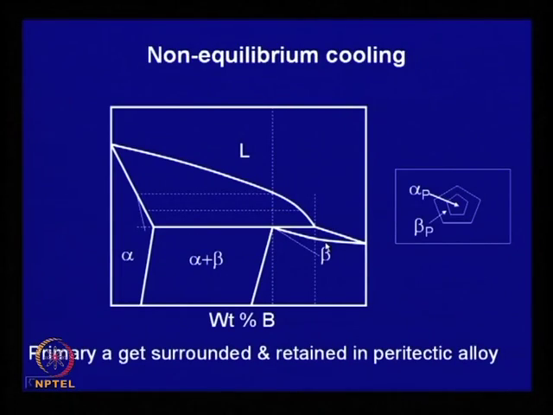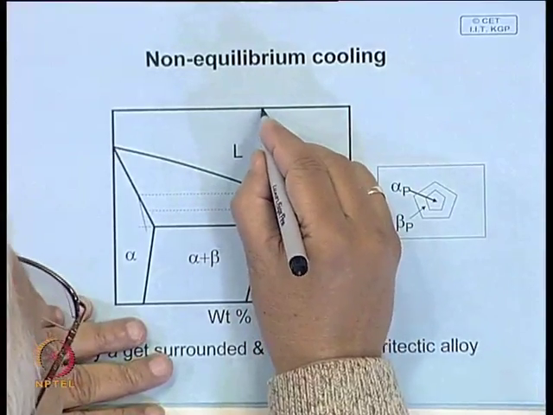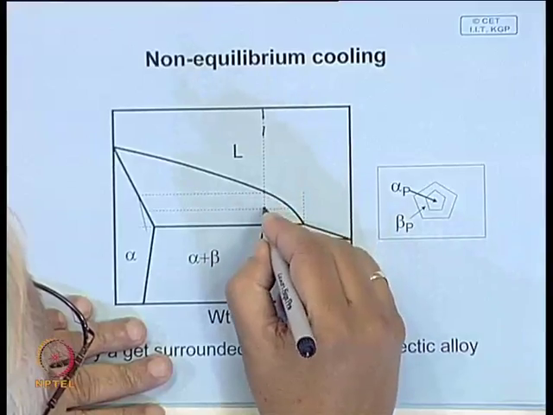Now, let us look at a peritectic system. What happens in a peritectic system? Here we can apply the same concept, and let us consider this alloy in the peritectic system. This is the peritectic point, and this is the alloy composition.